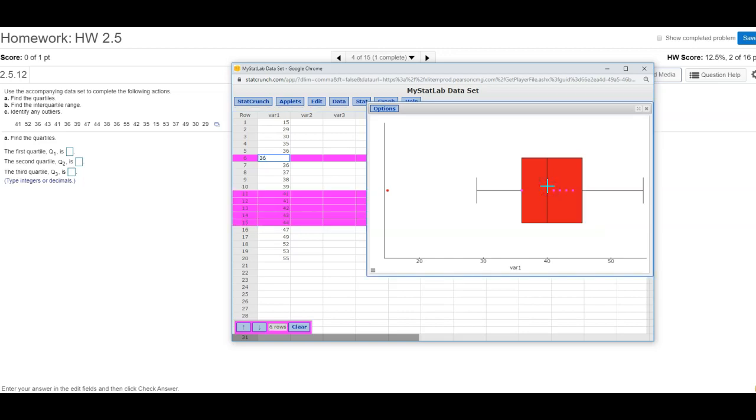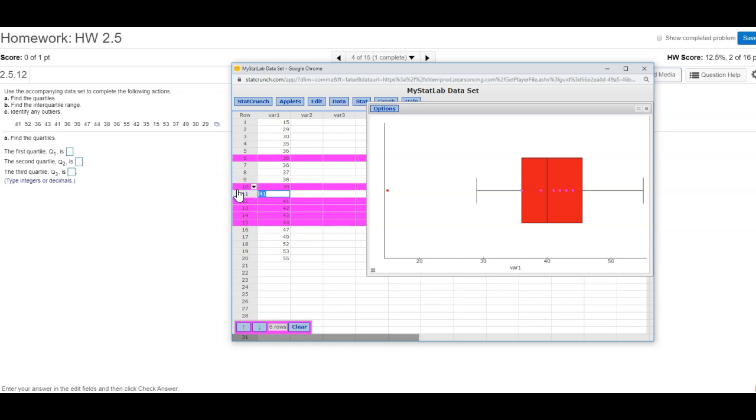My median is 40. That means I have two numbers, so I divide 39 and 41. I have two numbers here, and my median is 40, so somewhere right here. When you look at it, my median is exactly the middle number.